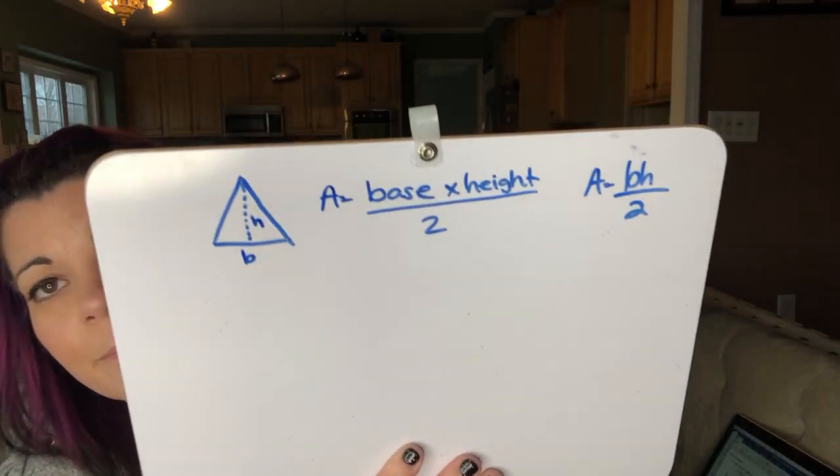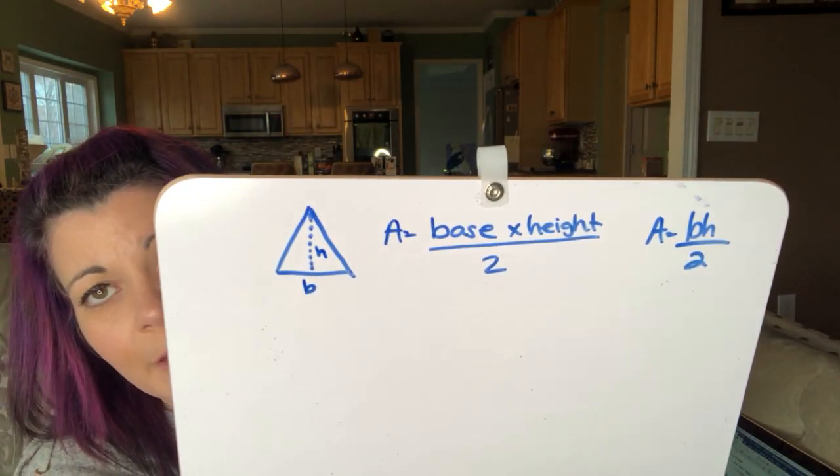Now what about the area of a triangle? Area of a triangle is base times height divided by 2. So base times height divided by 2. Base times height, all divided by 2, or you can say A is equal to little b, little h, all divided by 2. So here's our formula, base times height, all divided by 2.